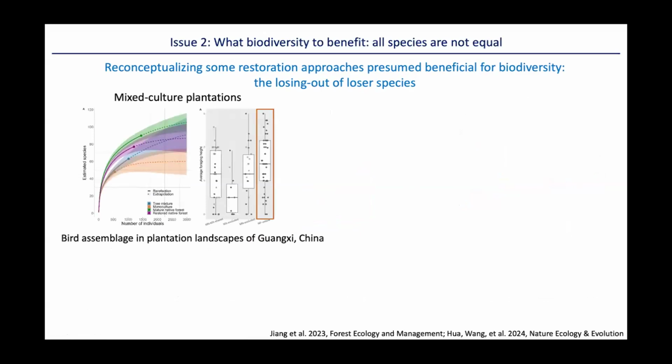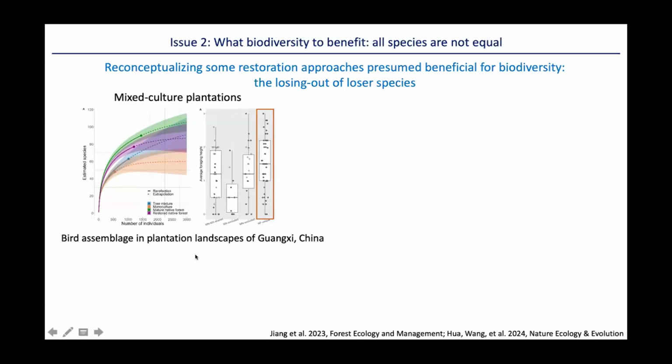One is mixed culture plantation. I know that in China, at least, the policymakers are in the process of diversifying China's monoculture plantation landscape with the rationale that a mixed culture landscape would benefit biodiversity more while providing maybe even more ecosystem services.